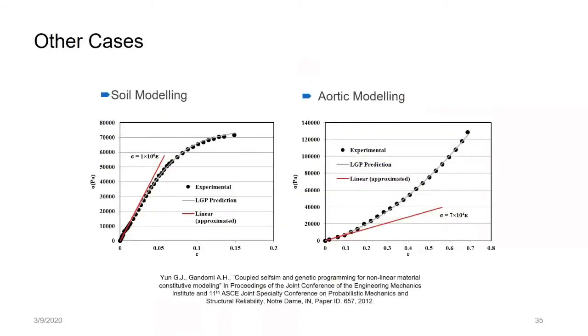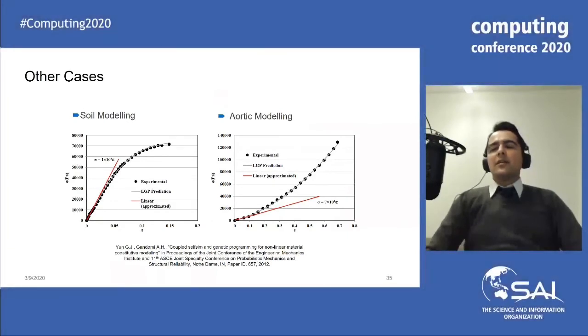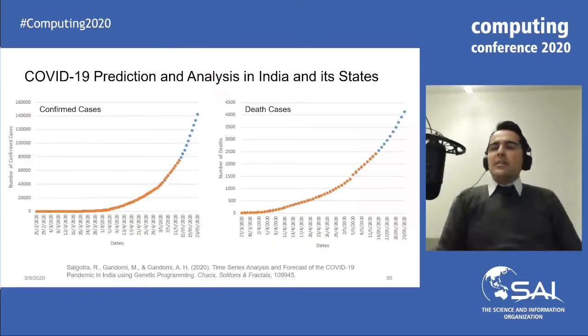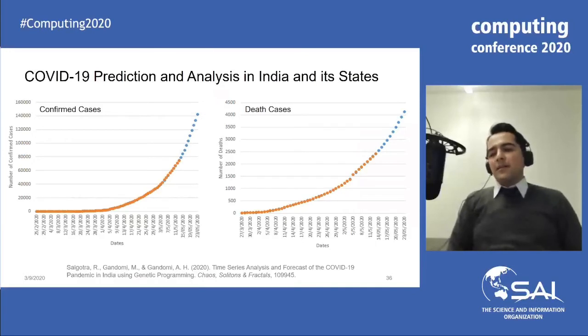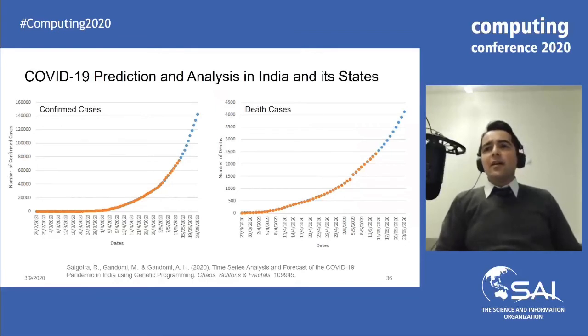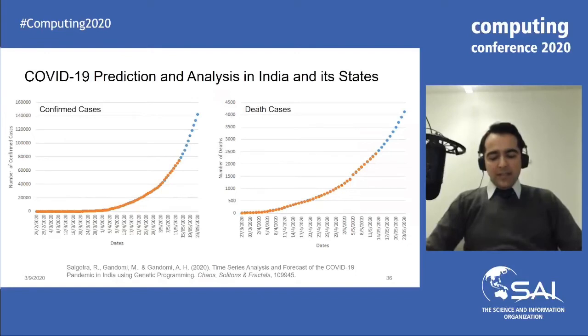I also tried some other cases like soil modeling and aortic modeling using genetic programming, and you can see in both cases we got very good results. And besides these engineering cases, we applied genetic programming in several different areas. For example, for time series analysis of COVID in India, we applied genetic programming and we got a very good result. You can see two of the plots. Then we had some prediction for the next 10 days using genetic programming for the number of confirmed cases and the number of test cases.